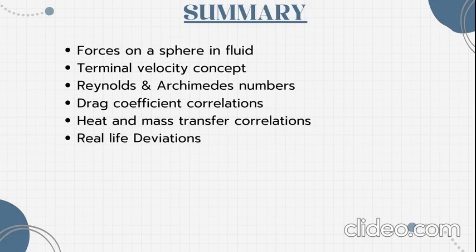Now let us summarize what we have learned. First we learned forces on a sphere when it passes through a fluid. Second, we learned the terminal velocity concept. Third, we learned dimensionless numbers such as Reynolds number and Archimedes number. Fourth, we learned the drag coefficient correlations. And finally, we learned the heat and mass transfer correlations. These ideas are extremely important in chemical engineering design.